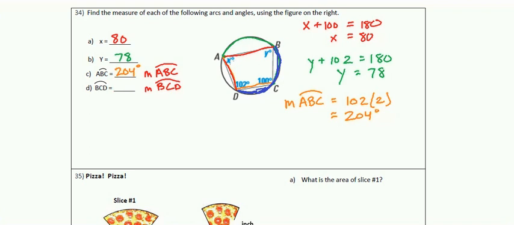We found out that the measure of BAD was actually x, and x was 80. So that means the measure of arc BCD is actually equal to 80 degrees, which is the measure of the inscribed angle, times 2. Let's get that written down. And 80 times 2 is 160 degrees. So the measure of arc BCD is 160 degrees.